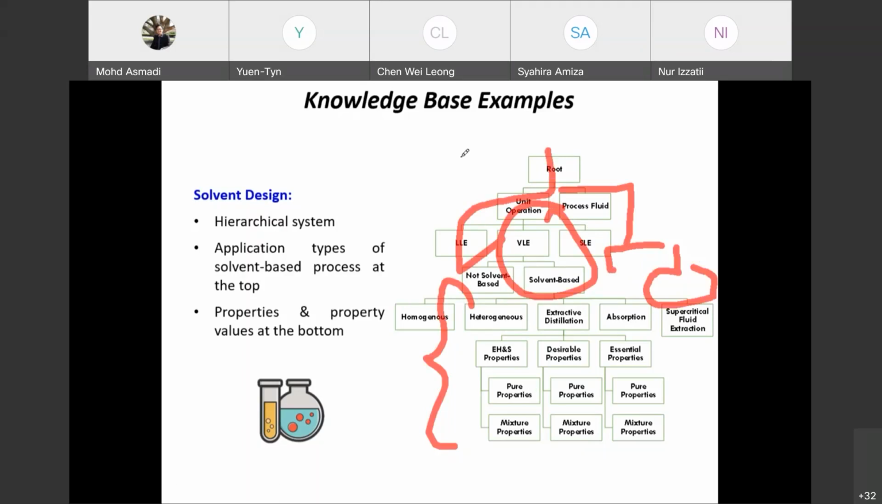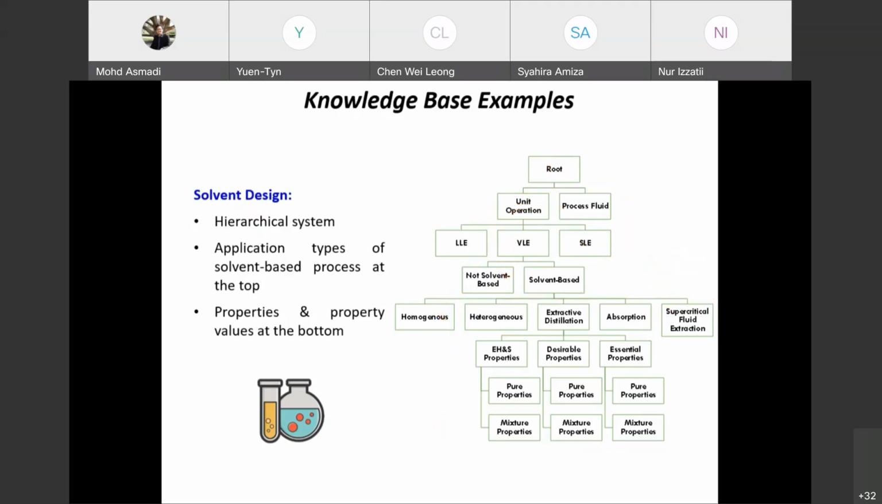So this one, we can have essential properties, desired properties, and EHS properties, so we can divide more. If you look here, the knowledge-based example, we can divide it into the essential properties, desirable properties, as well as EHS properties, right? This one.